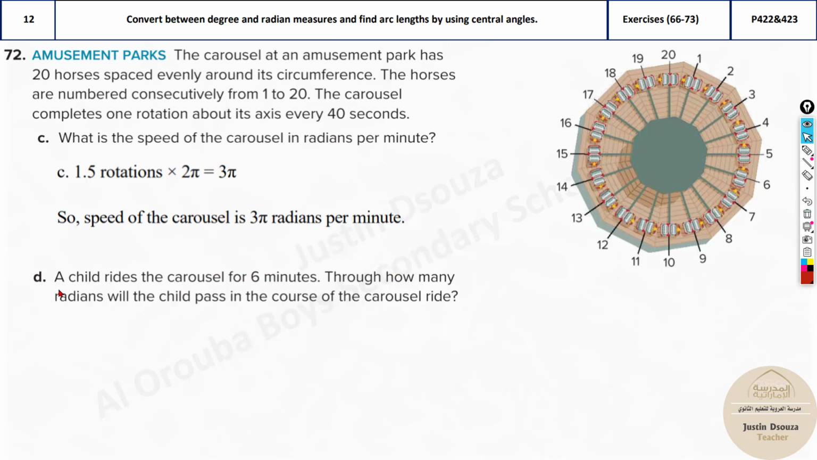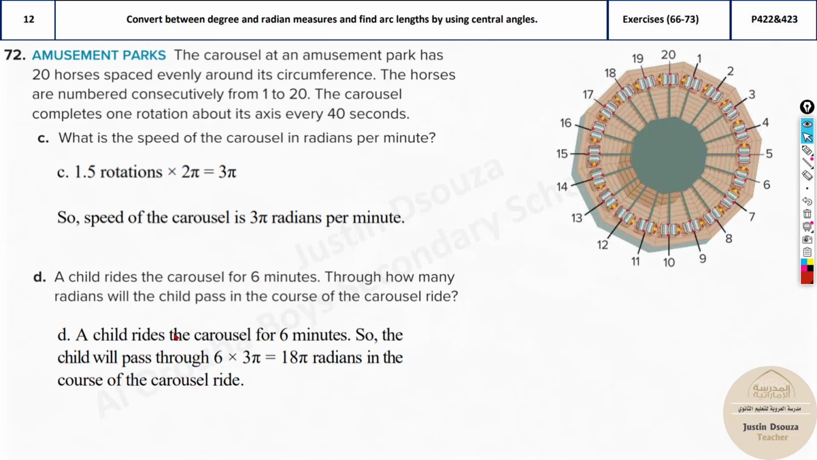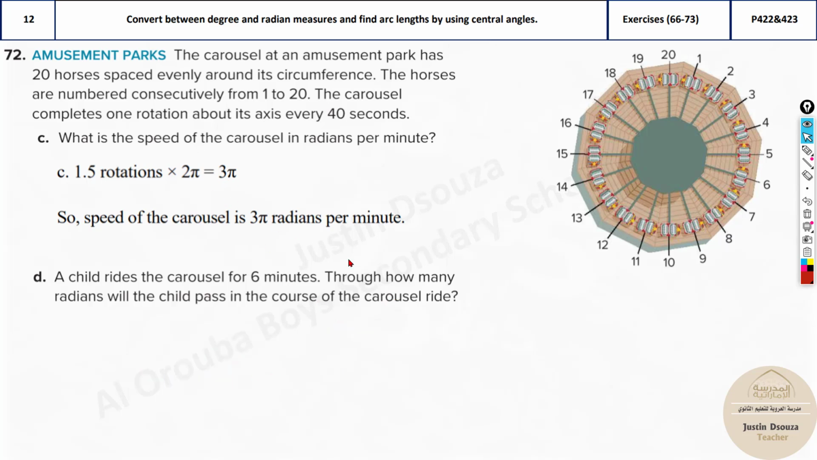And now here there is one last question. A child rides the carousel for 6 minutes. Through how many radians will the child pass in the course of the carousel ride? So again, see the cross multiplication. Wait, yeah, 6 minutes. See now, you can do it in various ways. Sorry, I thought I'd do it by relating it to quantity and cross multiplying. But no, you don't need to do that.